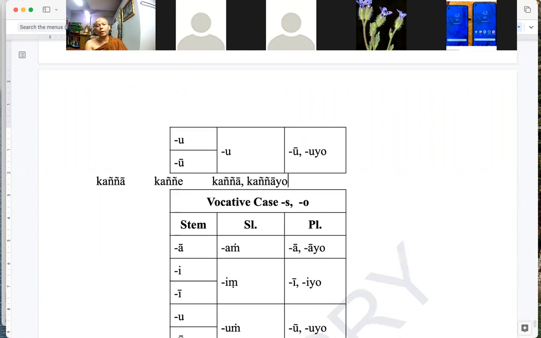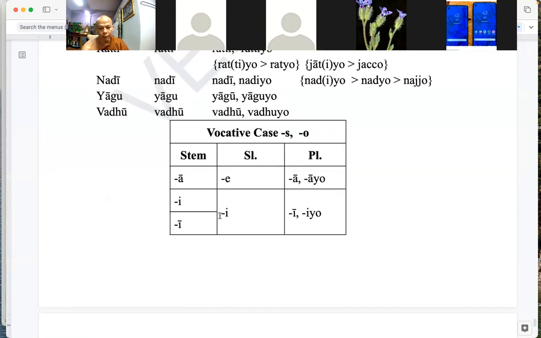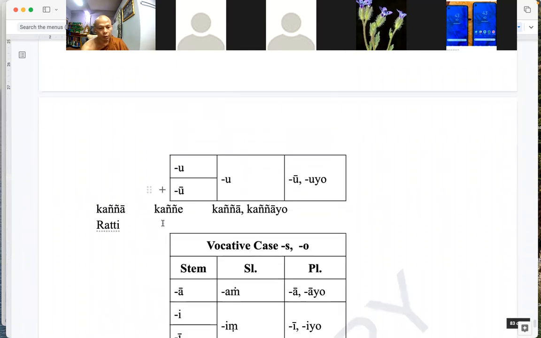So Kanye, Kanya, Kanyayo. For the stems ending in E, nothing changes in the singular, but for plural, E, yo. That one is exactly the same as the nominative case. So rati, for plural, rati, yo. Okay. Rati, yo.